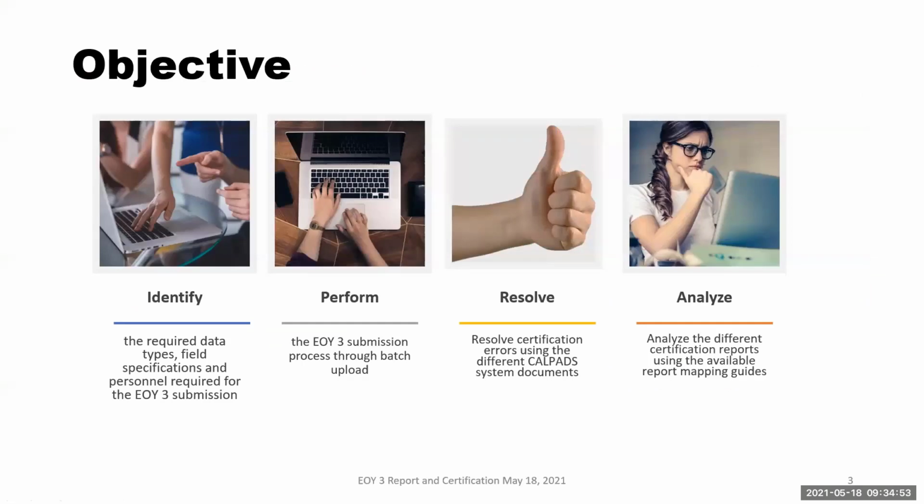And so this training, as always, has specific objectives. And it's important for the new people to understand the intent of this training, because what you're looking for may not be here. This training is designed to help you identify the data required for end of year 3. We want you to be able to perform the submission through a batch file and upload process, or more or less know that you can resolve the certification errors, which we will spend a little bit of time on, and then analyze the report. So we're going to review the reports and demonstrate how to use the mapping guides, okay? If you're new, we'll describe and show you where to find the submission-related resources, the submission-related trainings.